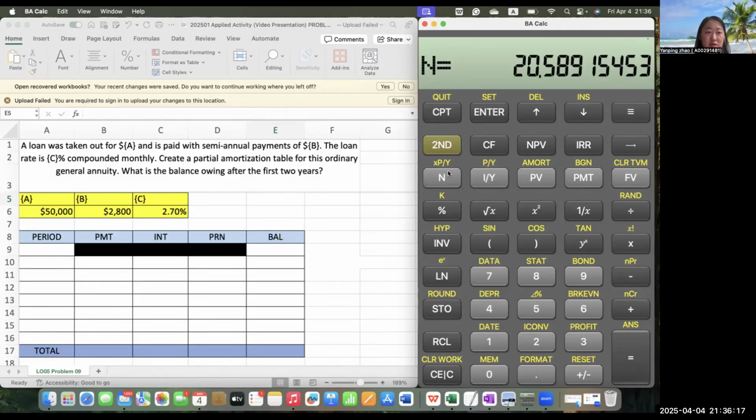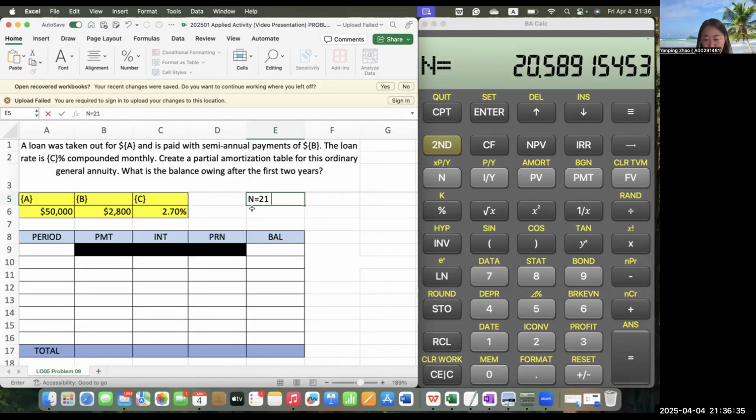We got the N 20.589, but we need to round it to 21. N equals 21 payments.